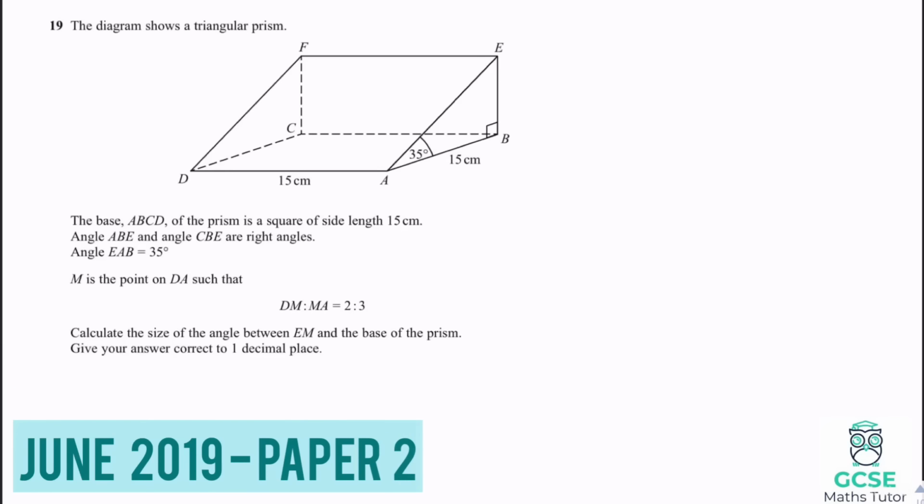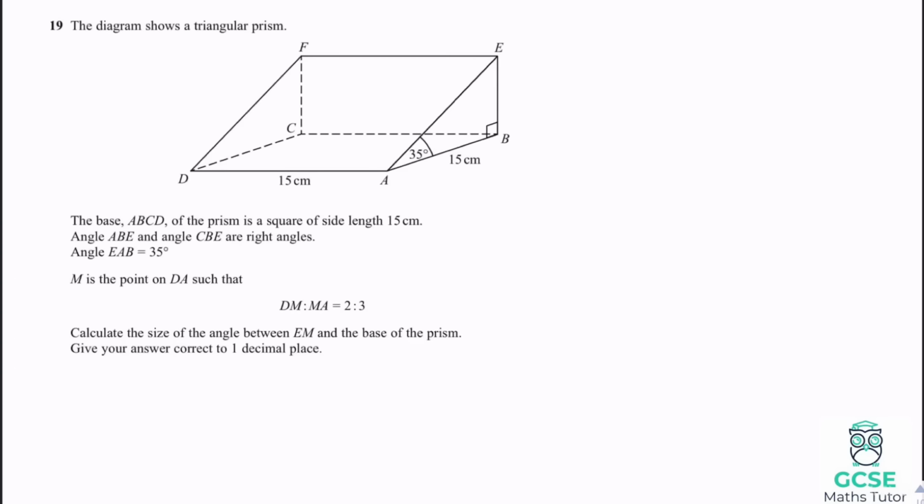Okay, so we've got some 3D trigonometry. Now, in order to work this out, we've just got to read this question very carefully. It says the front length is 15 there, D to M, M to A is 2 to 3. So M is somewhere on this line here, and it's in the ratio 2 to 3. So straight away I could split that 15 in the ratio 2 to 3.